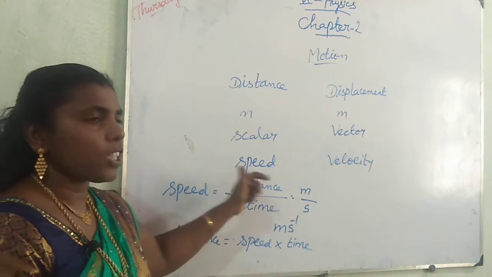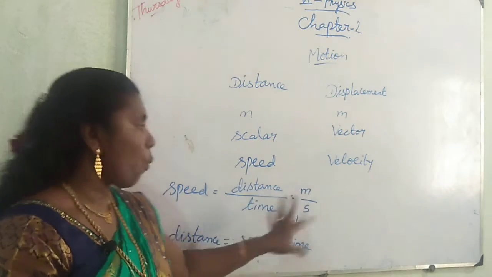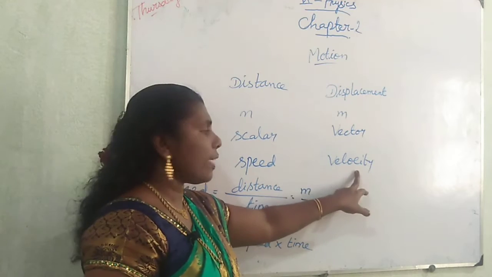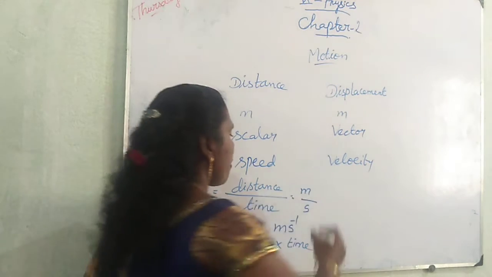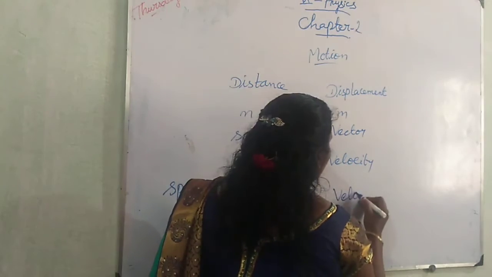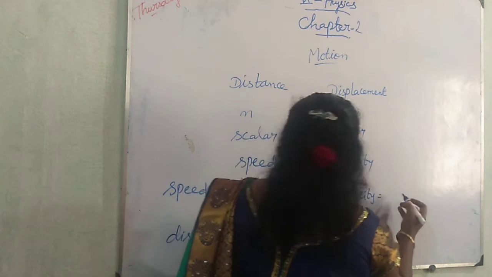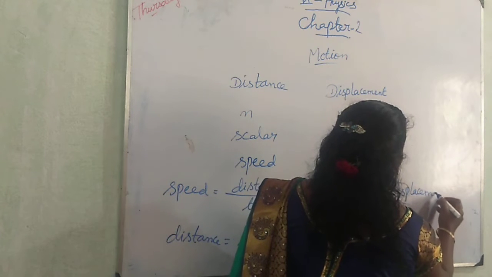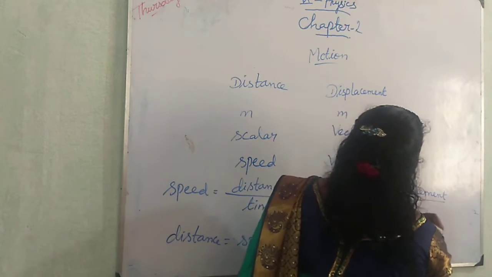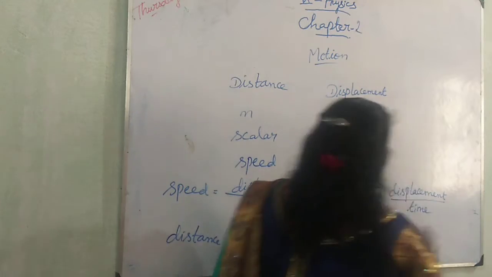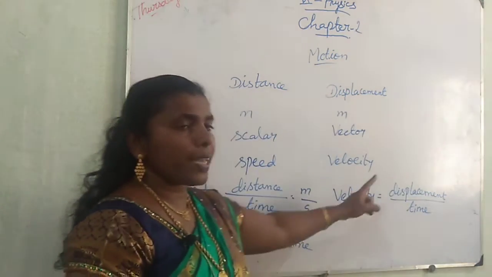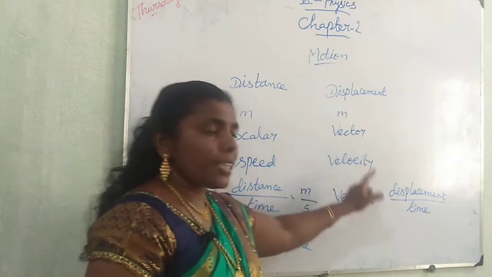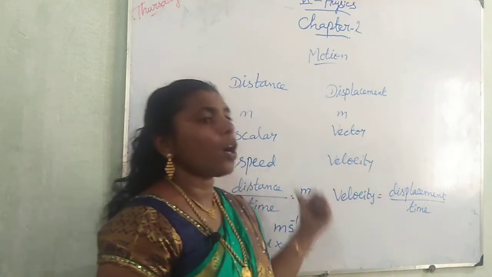The unit of speed is meter second power minus 1. So this is all about the speed. Now we can see the velocity. See the formula for velocity. Velocity equal to displacement divided by time. So what's the formula for velocity? Displacement divided by time. So the definition for velocity, rate of change of displacement is called velocity.